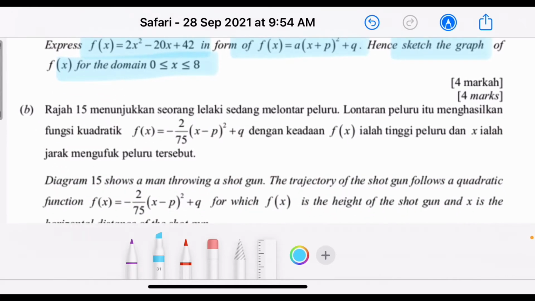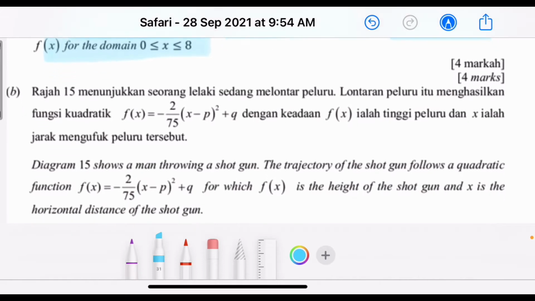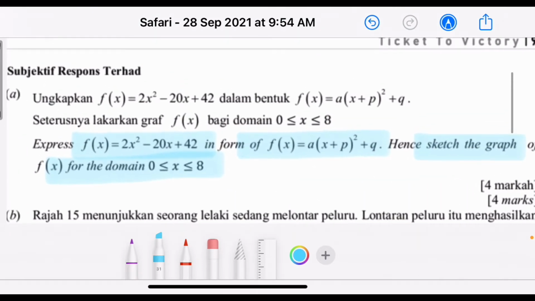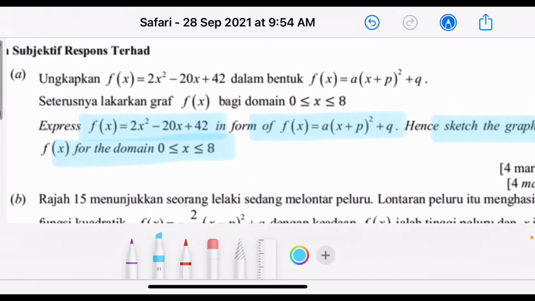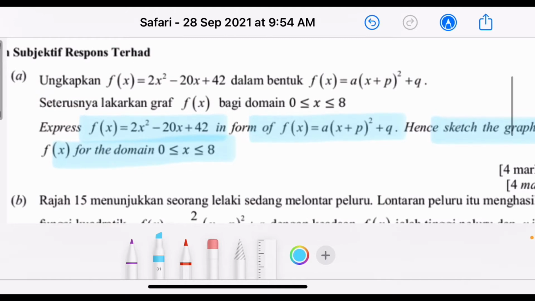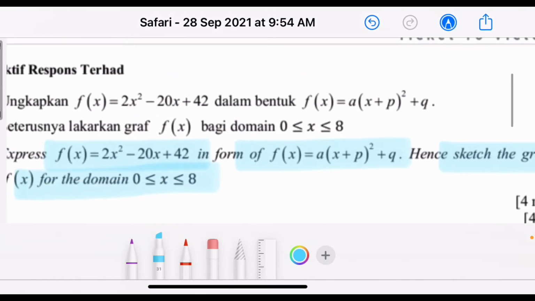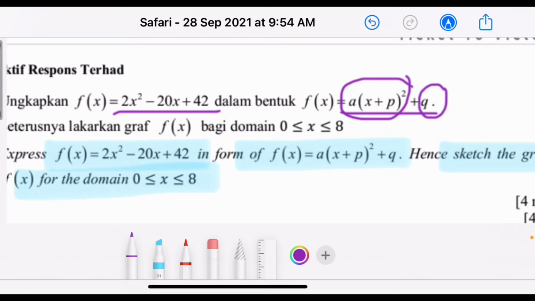And then for part B, we need to solve the problem involving completing the square. So now I would like to discuss how to sketch the graph first. First of all, let's have a look at how to do completing the square. So you have 2x squared here. You notice that for completing the square, you must have a perfect square here and one value.